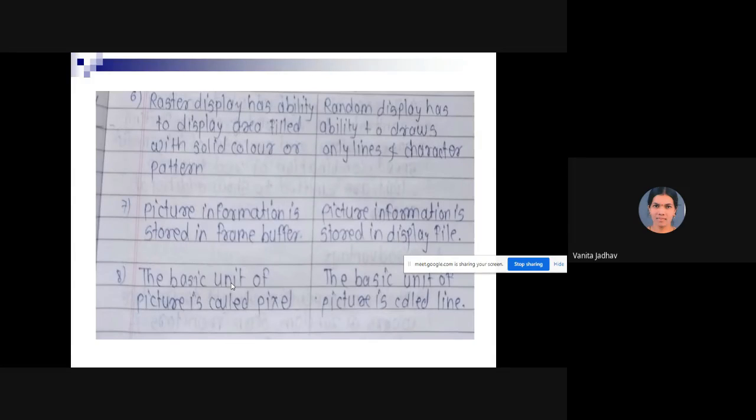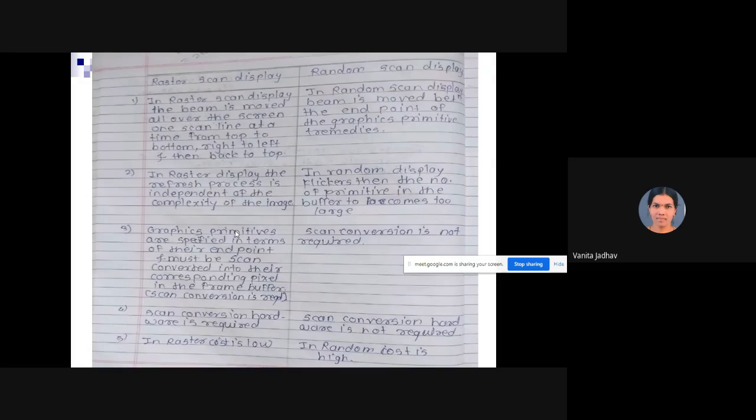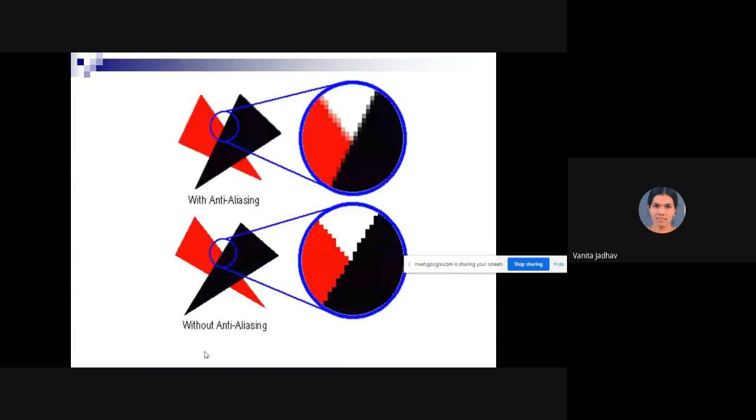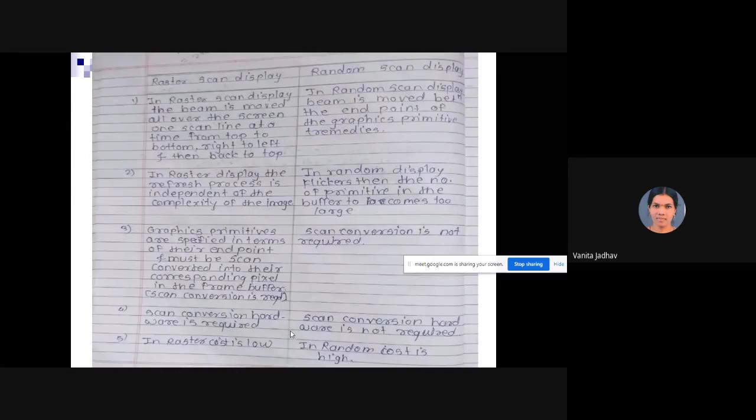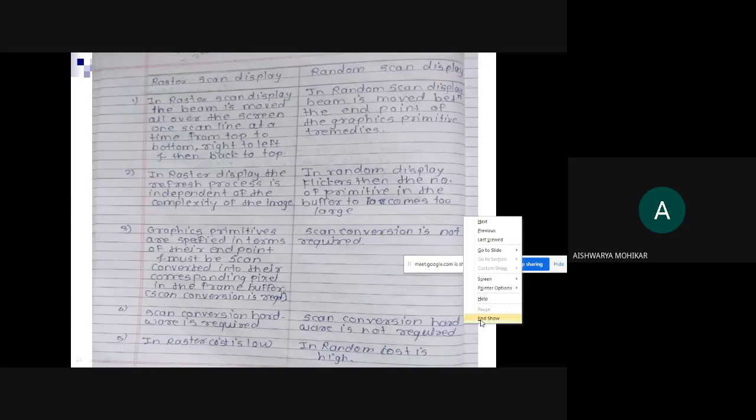Yes? Yes, ma'am. So if anybody asks a question on raster or random, you can include these points also, whatever we have discussed in this difference. So this part you have to include if they are asking a question on raster. So all these points should be written in the raster answer along with the points which I covered in the PPT. Okay. So can we proceed further? Yes, ma'am. Any doubt? No, ma'am.